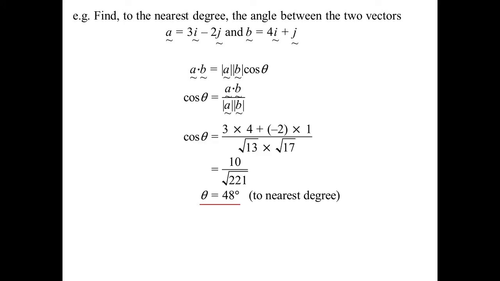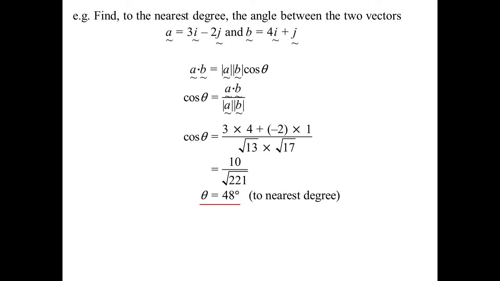So let's find the angle between these two vectors then. Right, we said A dot B equals magnitude of A, magnitude of B, times the cosine of theta. Rearrange it, make cos theta the subject. So it'll be A dot B over magnitude of A, magnitude of B. Okay, A dot B. Multiply the x values together. 3 times 4, that'll give me 12. Multiply the y values together. Minus 2 times 1, that'll give me minus 2. I have 10 in the numerator.